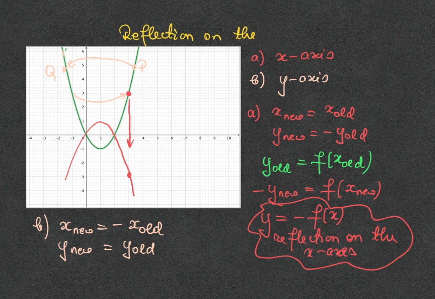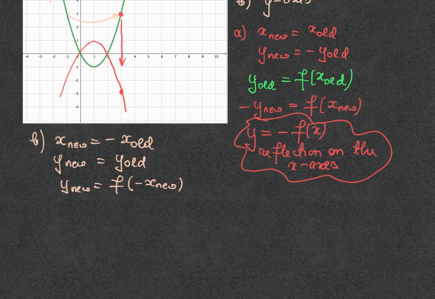So from your green equation here, if we write the new equation, we have y old is the same as y new equals f of, and x old is minus x new. So your new reflected equation will be y equals f of minus x. And this is a reflection on the y-axis.